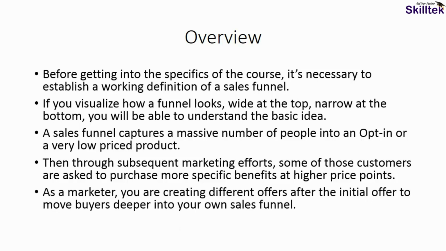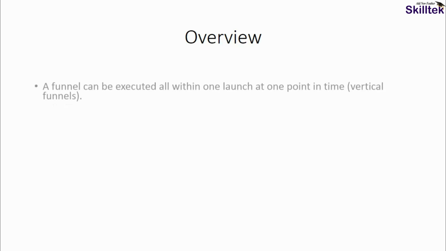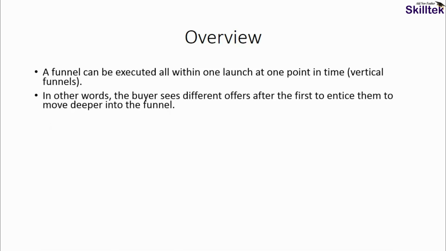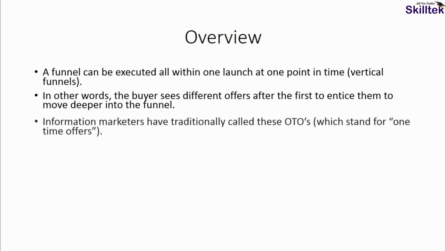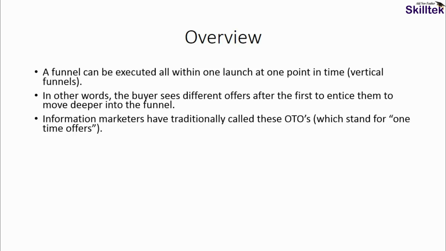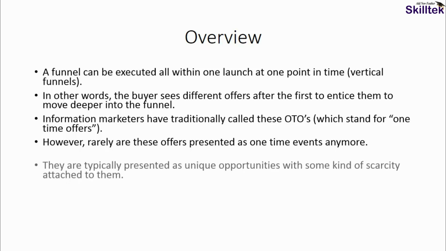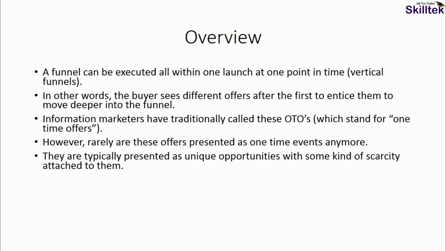Now, as a marketer, you are creating different offers after the initial offer to move buyers deeper into your own sales funnel. A funnel can be executed within one launch at one point in time, which is called a vertical funnel. In other words, the buyer sees different offers after the first one to entice them to move deeper into the funnel. Information marketers have traditionally called these OTOs, which stands for one-time offers. However, now rarely are these offers presented as one-time events. They're typically presented as unique opportunities with some kind of scarcity attached to them.